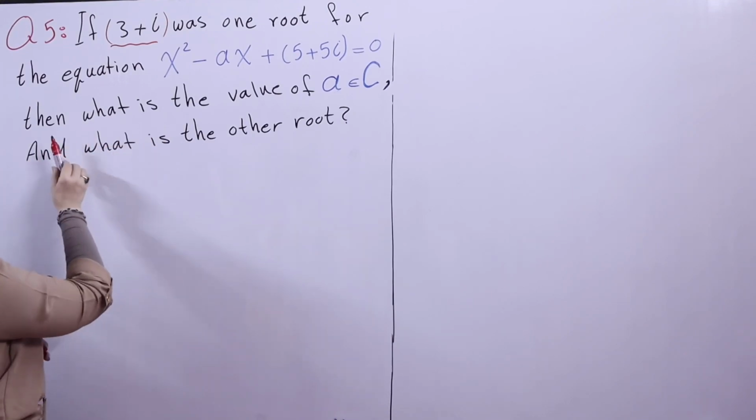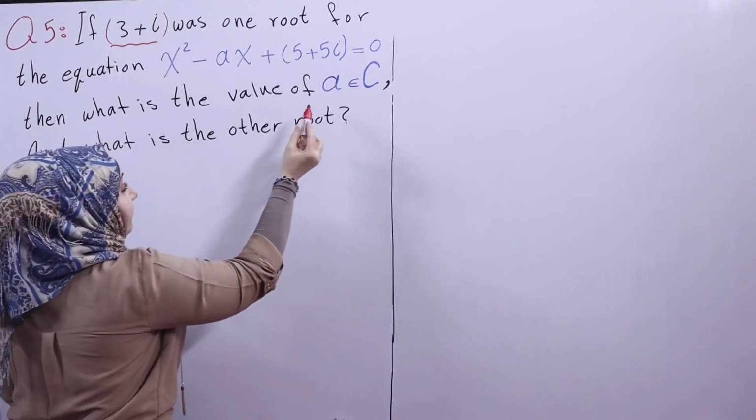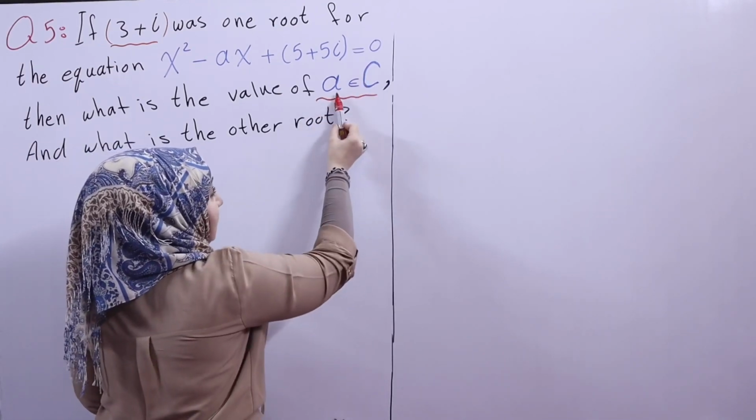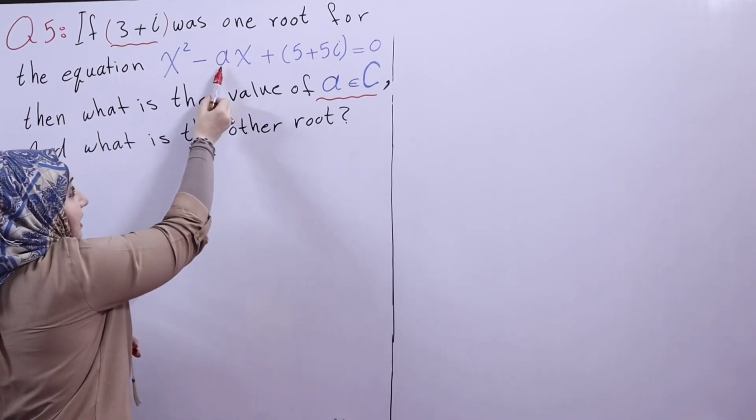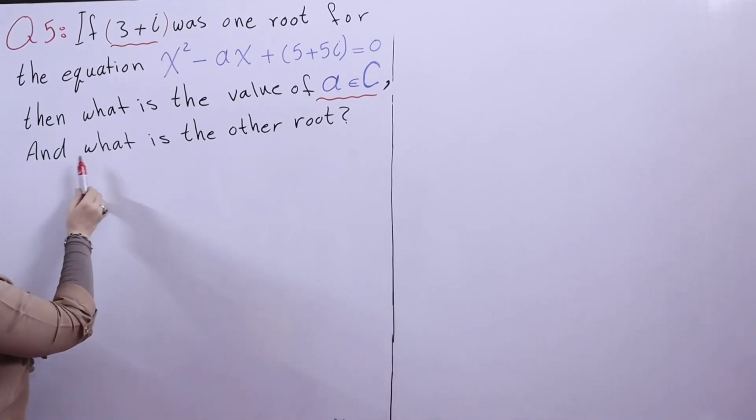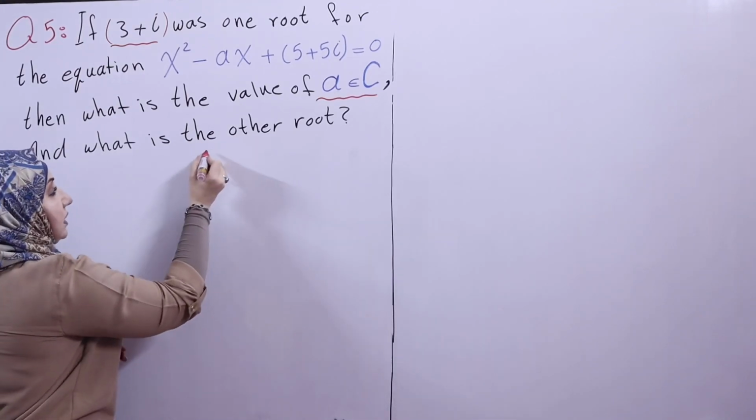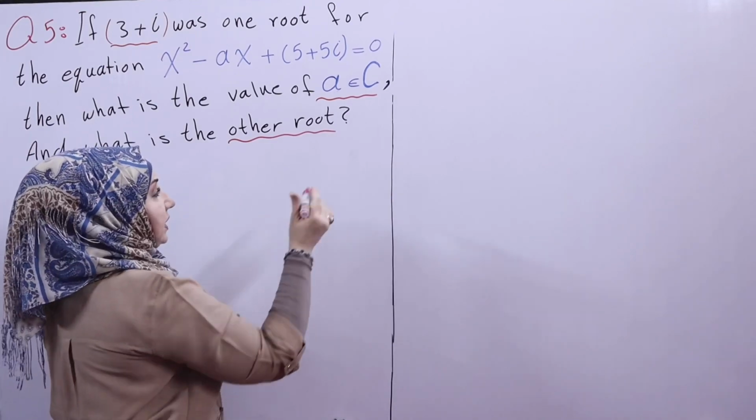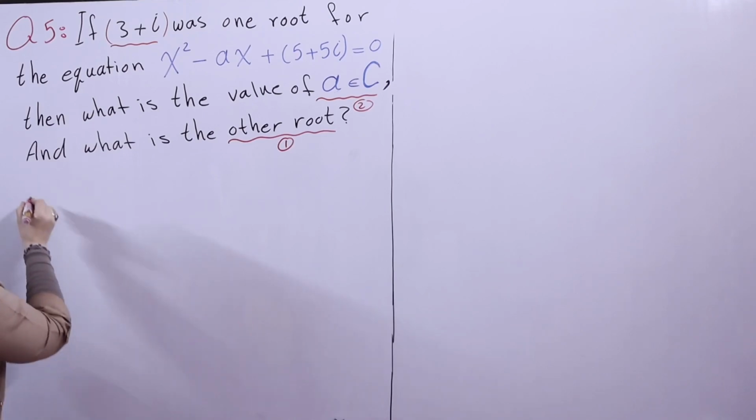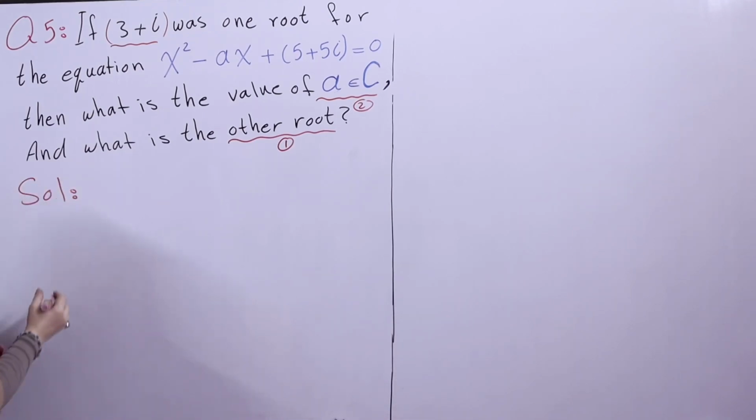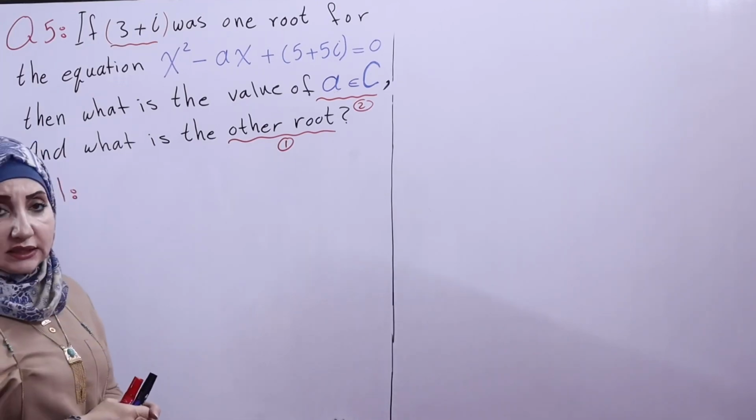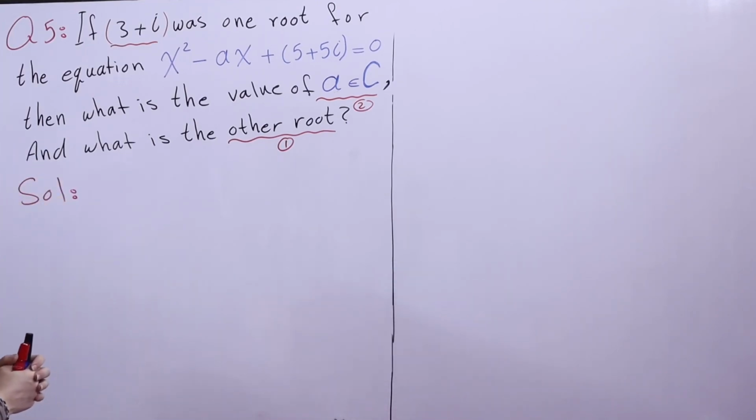Now let's start with what is required. What is the value of A? First we want the value of A which belongs to C. That means A is a complex number. And what is the other root? So I have two requirements: find the other root and find the value of A. To solve this question, let me look at what information I have, so I can decide how to solve this problem.